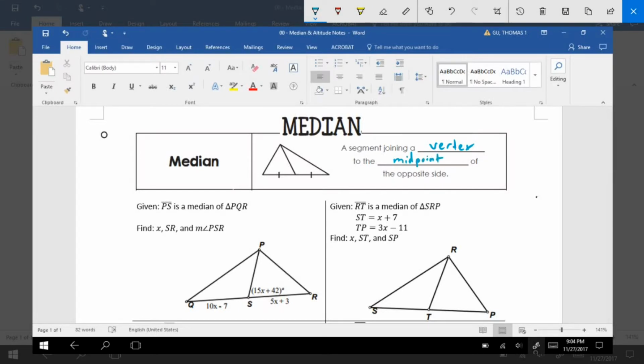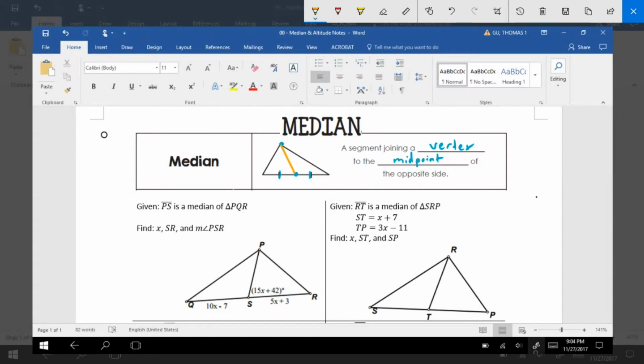So remember, a vertex is where two sides of a triangle intersect. So if you look at our diagram, I'm going to label the vertex. Look right here. That is where these two sides are intersecting. That is the vertex. And then it's connected to the midpoint. That's right here. As you can see, they've labeled that these two halves are congruent. So that means this is the midpoint. And the segment that joins that vertex and the midpoint is called the median. So that's all you need to know about the median.